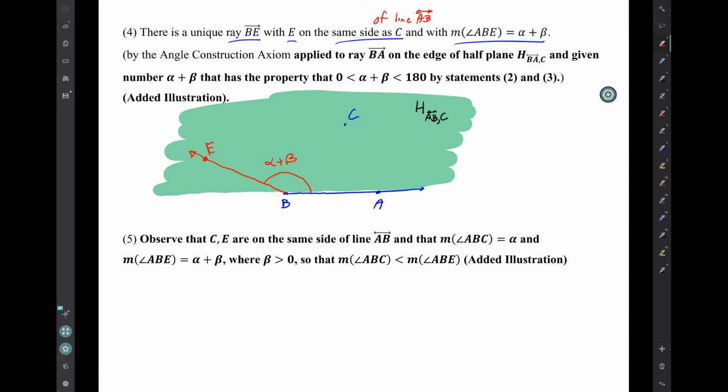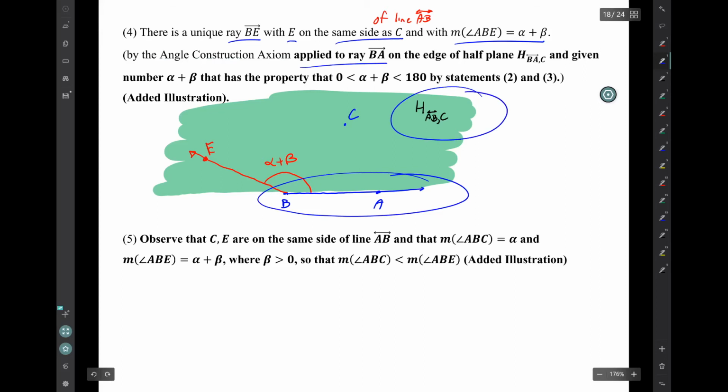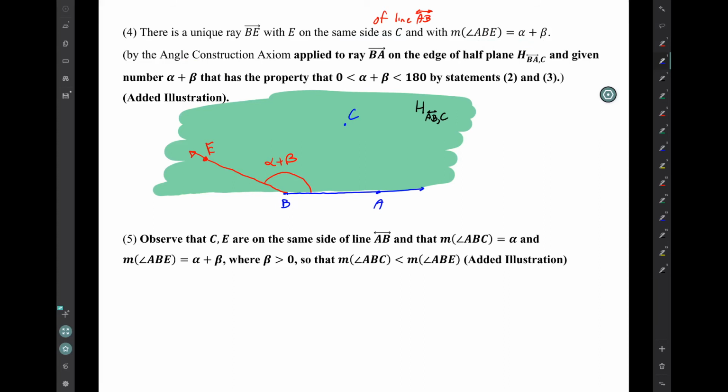Notice that when I cite the angle construction axiom, the book cites the angle construction axiom, that's all they say. I actually say how we use it. It's applied to ray BA and this given half plane and this given number alpha plus beta. Statement 5 says, observe that C and E are on the same side of line AB. Why? Well, we know that C is in this half plane, and we also know that E is in this half plane. We know that E is on the same side of line AB as point C.